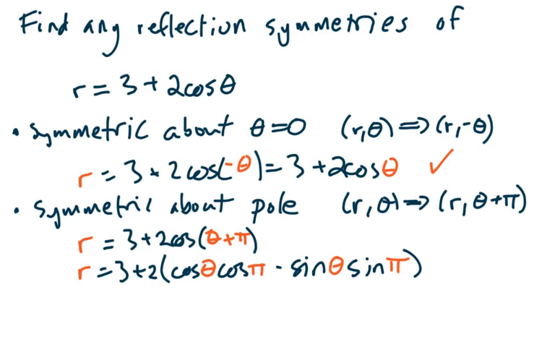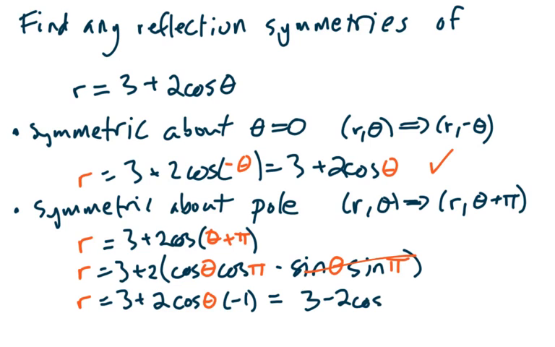Now the next thing we want to do is simplify this. We know that cosine of pi and sine of pi are things that we can evaluate fairly easily. Sine of pi, in fact, is 0. So this just goes away. Cosine of pi is negative 1. And this turns into r equals 3 minus 2 cosine theta. This is not true. So we know we're symmetric about theta equals 0, and we definitely do not know that we are symmetric about the pole.